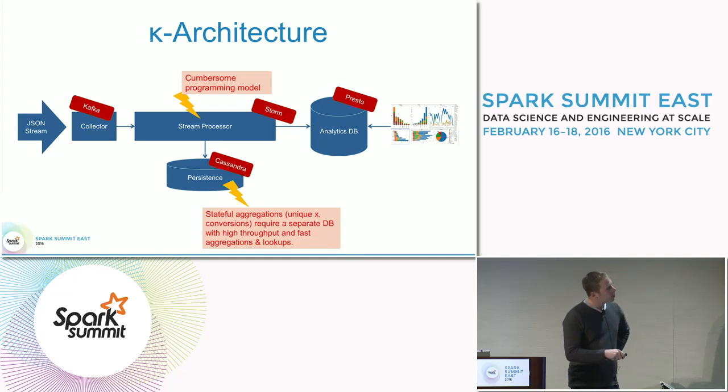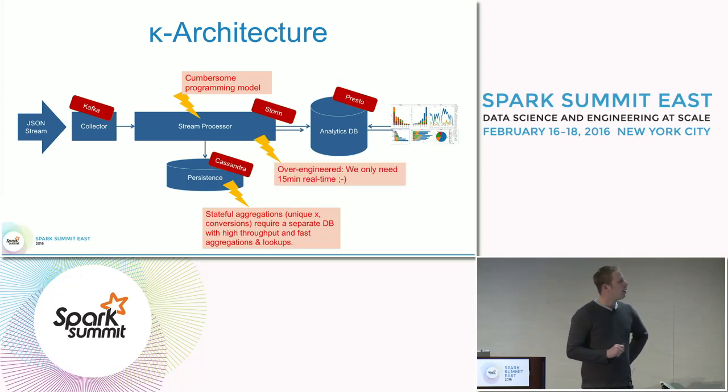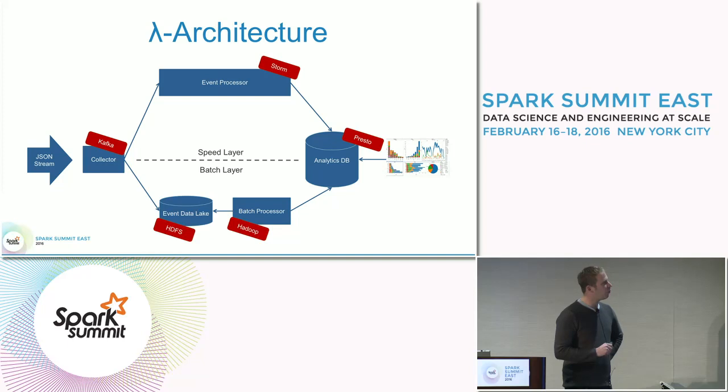And so when you do stream processing here, you have to use a separate database with high throughput and fast lookups like Cassandra, which makes the whole process here slower, and which makes the whole architecture and the logic here for stream processing more complex. And it feels a little bit over-engineered, the whole architecture, because we didn't need a latency from here to here within seconds. We only need latency of 15 minutes. So Kappa architecture, not the perfect fit, but way better than before.